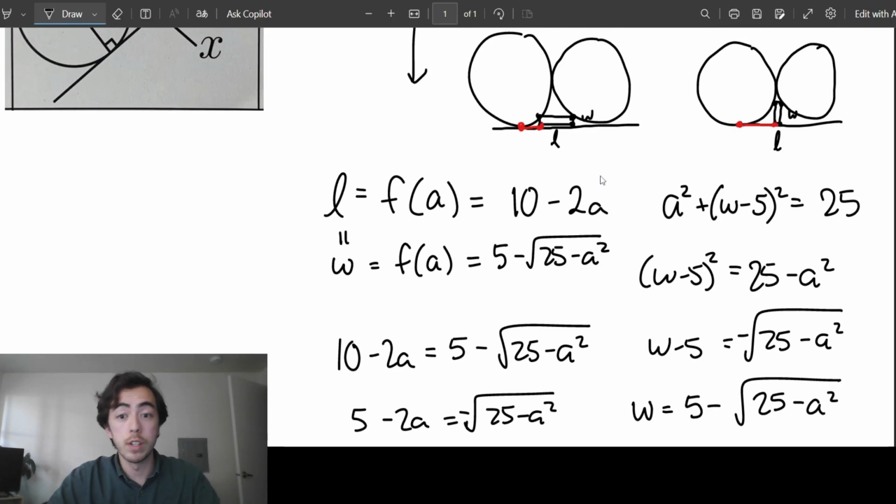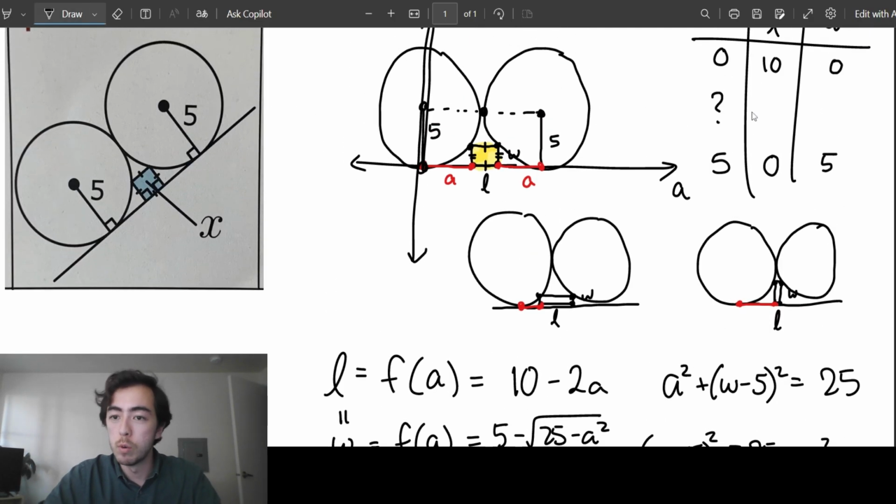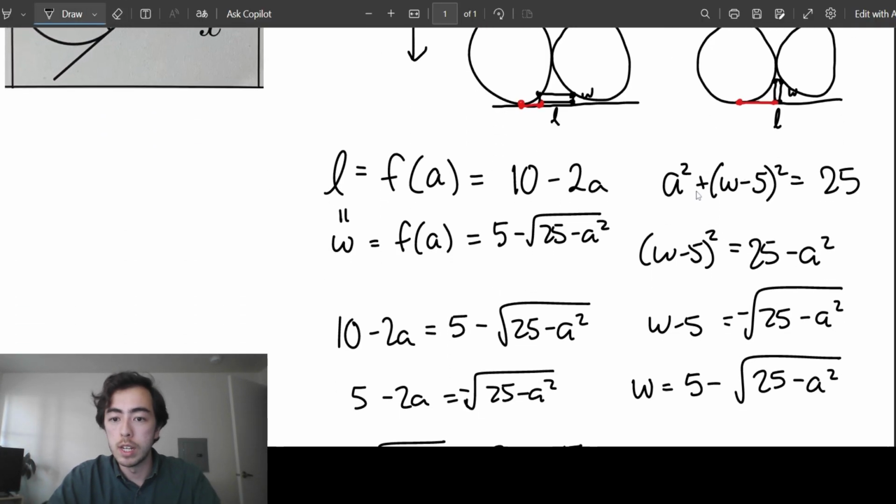Maybe let's use these functions that I wrote from earlier. Here I can clearly see that we plug in a 4 for a, we just get 10 minus 2 times 4, or 10 minus 8, which makes the length 2. And this is when a is 4 right here. And then when we plug in a 4 right here, we do get 5 minus root 25 minus 16. 25 minus 16 is 9. And then the square root of 9 is equal to 3. And then finally, 5 minus 3 is equal to 2.